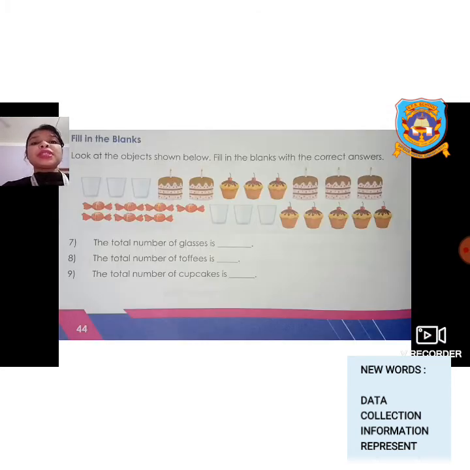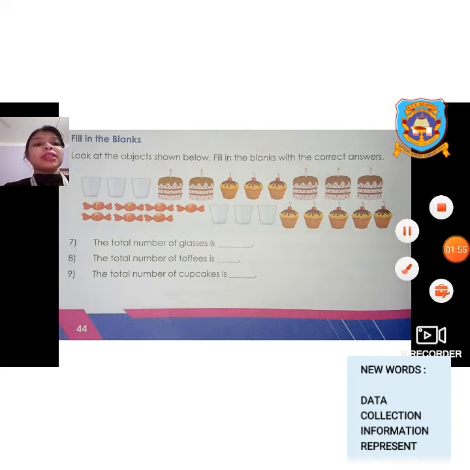The next question is, look at the objects shown below. Fill in the blanks with the correct answer. So there are various kinds of objects here. Okay, it has got glasses, cakes, cupcakes, and toffees. Now looking at the picture, we have to read the picture very carefully and answer the question.